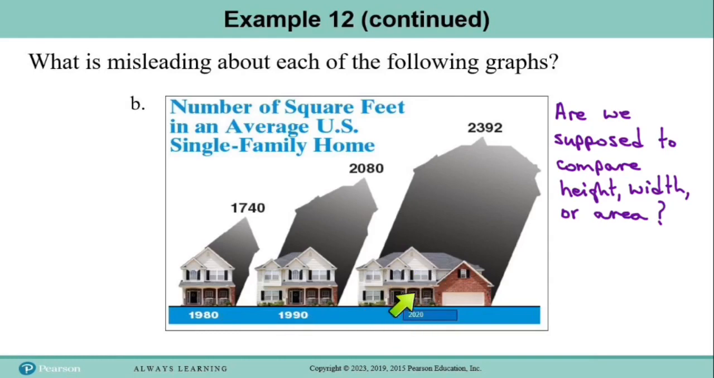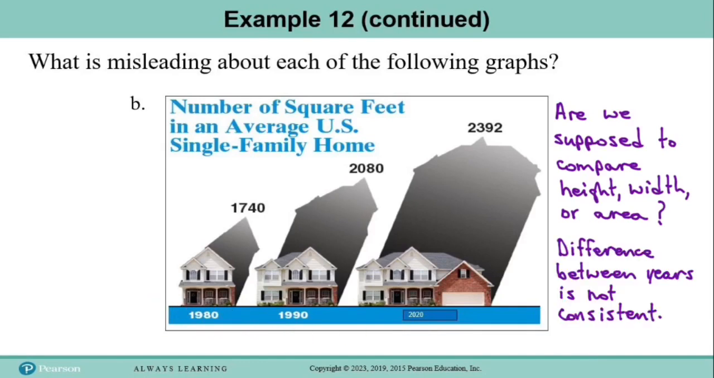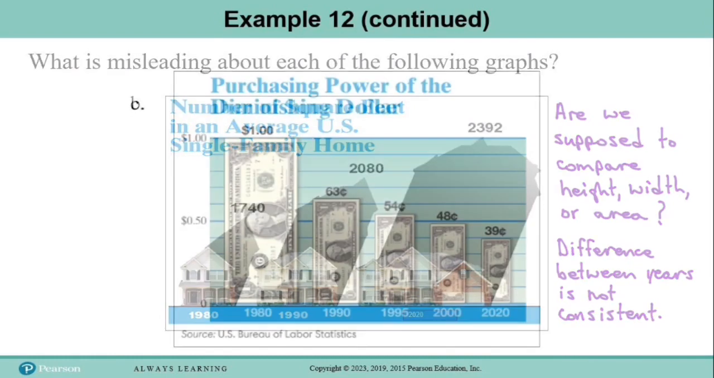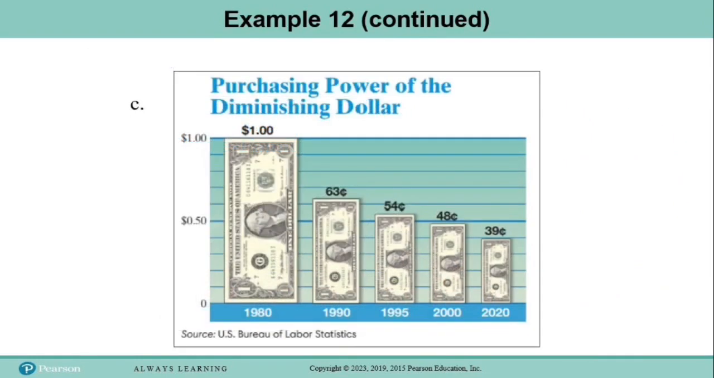So if anything, this house should be moved way out to the right, because the amount of time from 1990 to 2020 is a lot more than the amount of time from 1980 to 1990. So we'll also write down that the difference between the years is not consistent. And one more here. This one is the purchasing power of the diminishing dollar.